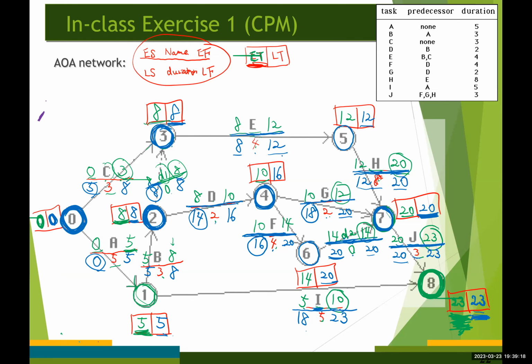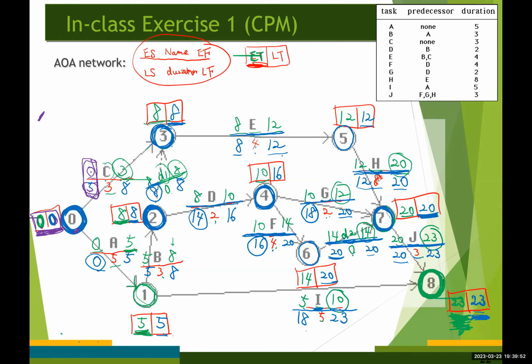So you can just compare these two numbers, or these two numbers. The difference between the earliest start time and latest start time for each activity, or you can just compare these two numbers, earliest time and the latest time for each event. It's up to you, it's the same. You're going to end up with the same conclusion.